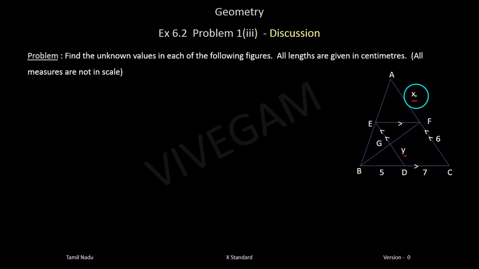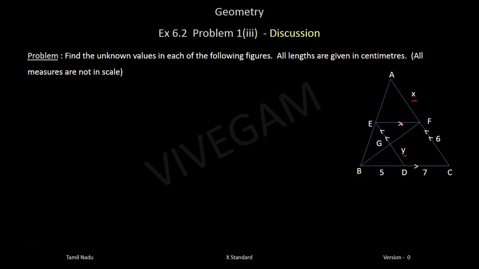If you want to calculate x, we'll have to involve this triangle AEF, and you know this line is parallel to this line. So triangle AEF is similar to triangle ABC. You can say AF divided by AC, that is x by x plus 6, will be equal to, we cannot use this side because there is no measurement given, so we'll have to use EF divided by BC. But the problem is EF is not given.